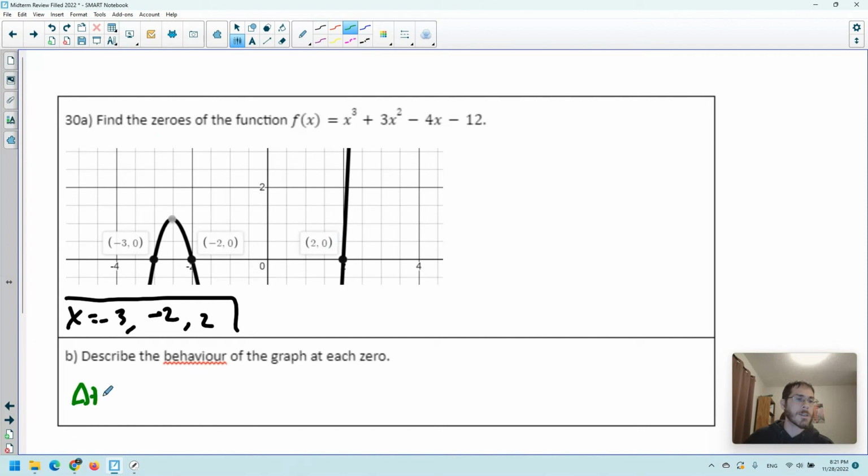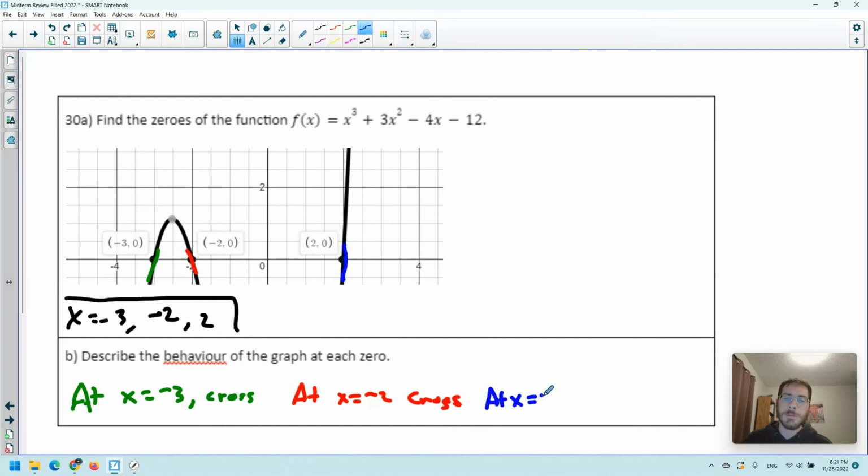Describe the behavior at each zero. So at x equals negative 3, this is crossing. That's a cross, so this is a cross. We go through the x-axis. At x equals -2, that's another cross. We go through the x-axis, and then over here at 2, we cross again. So no bounces, no touches.